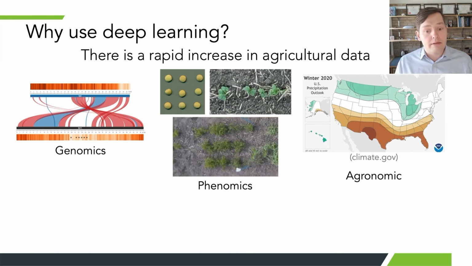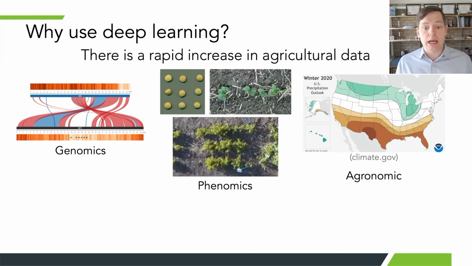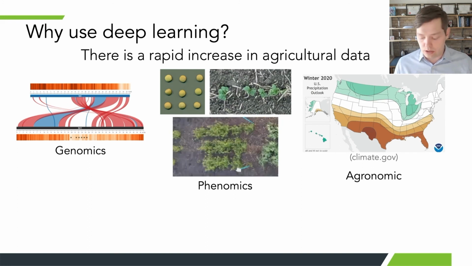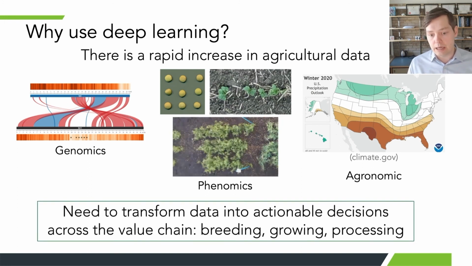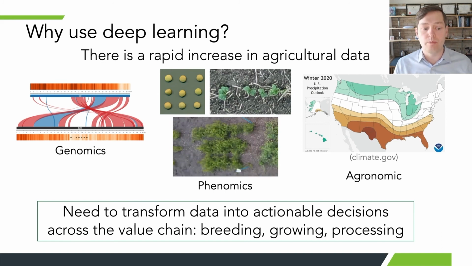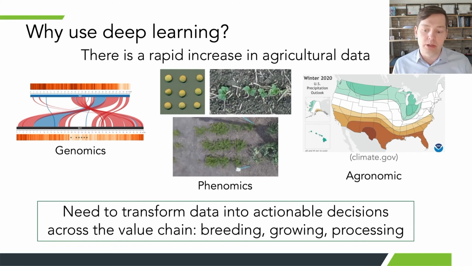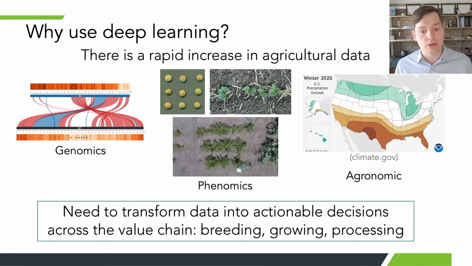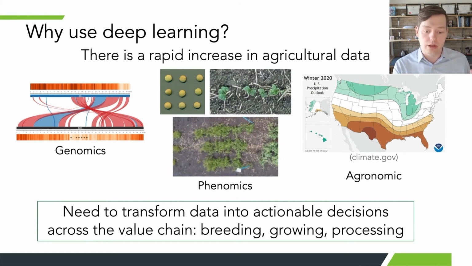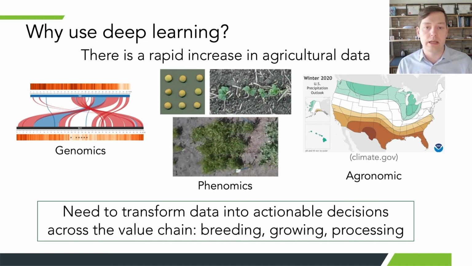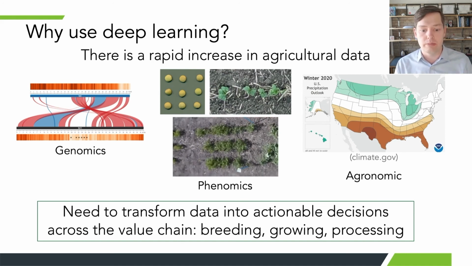And although we have this significant increase in data, bringing these data sets together is one of the main challenges. This is where we feel that deep learning can play an important role: this need to transform data into actionable decisions across the agricultural value chain. This includes plant breeding, growing plants, as well as food processing and downstream activities in the food production pipeline.